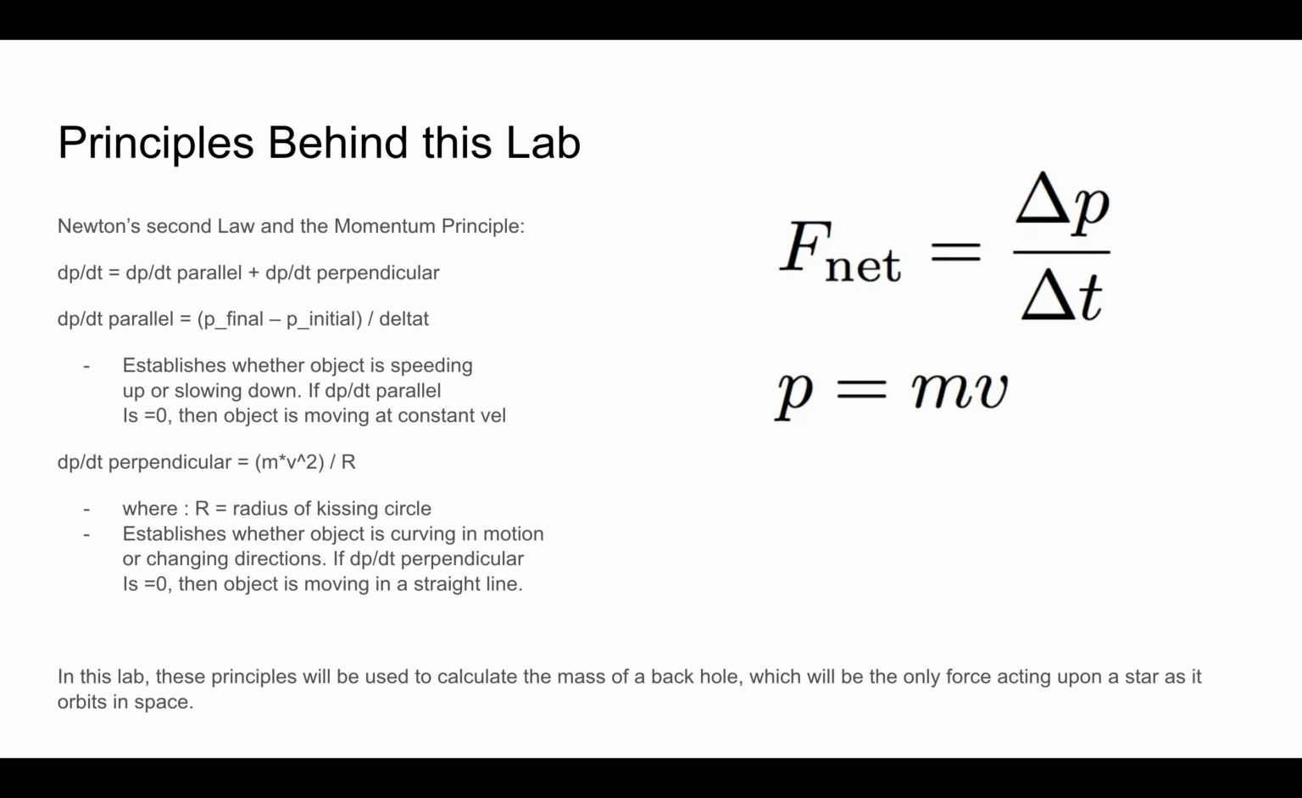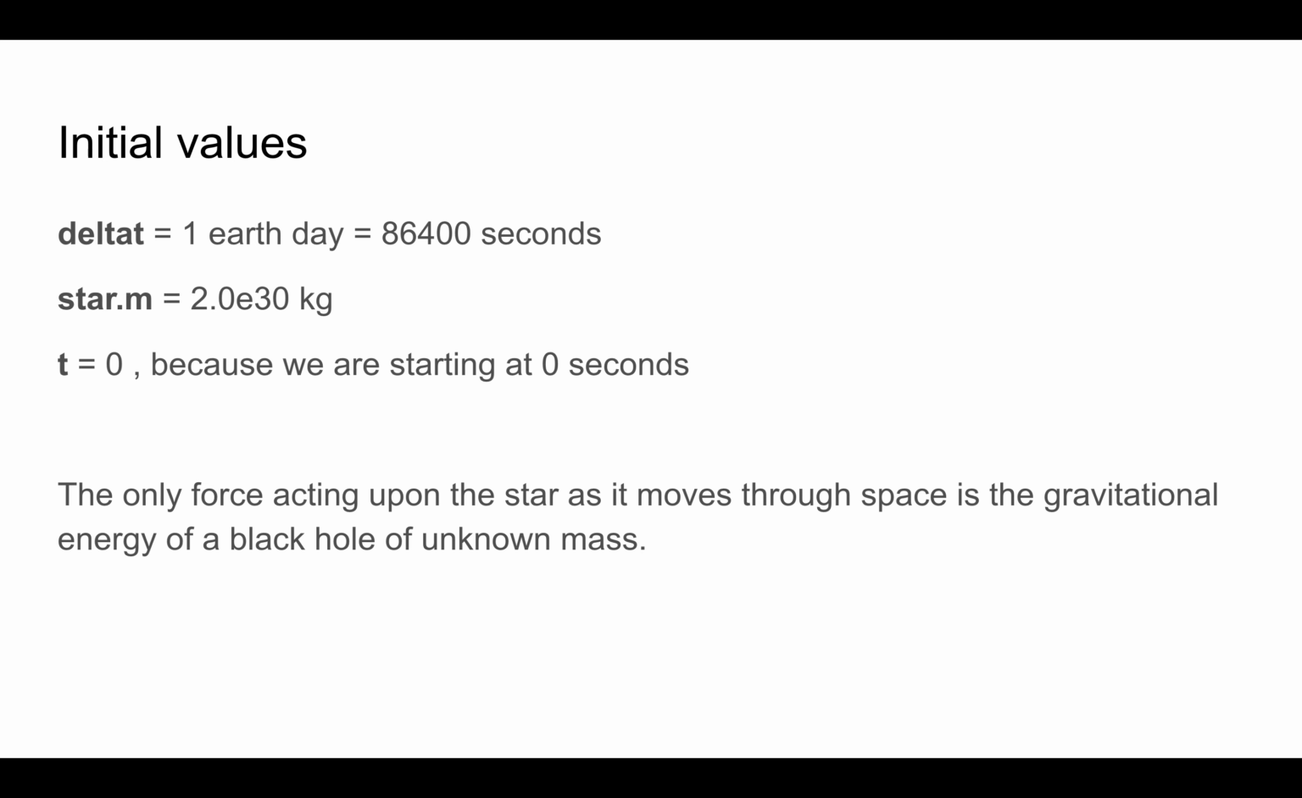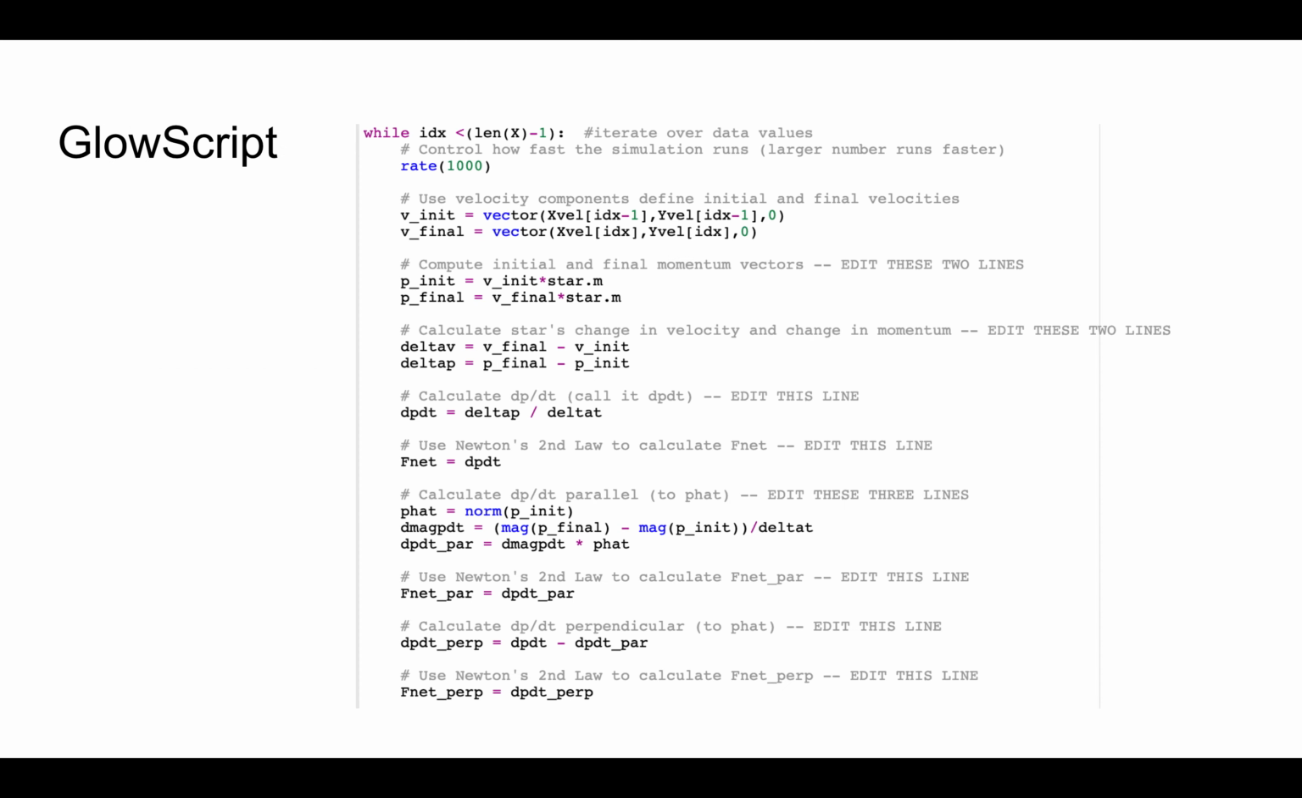In this lab, these principles will be used to calculate the mass of a black hole, which will be the only force acting upon a star as it orbits in space. Initial values given to me for this lab were delta t is 1 Earth day, or 86,400 seconds. The mass of the star is 2.0e30 kilograms, and t equals 0 because we are starting at 0 seconds. The only force acting upon the star as it moves through space is the gravitational force of the black hole with unknown mass.